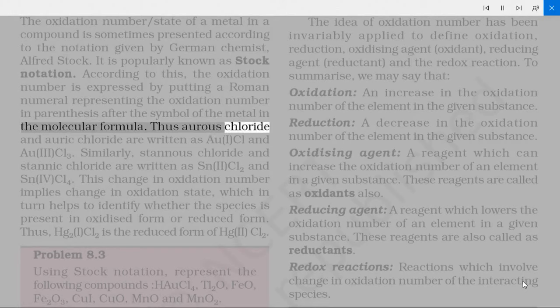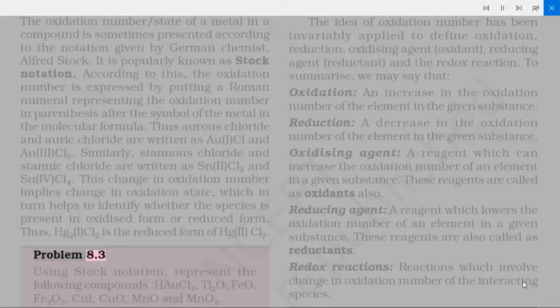Thus aurous chloride and auric chloride are written as Au(I)Cl and Au(III)Cl3. Similarly, stannous chloride and stannic chloride are written as Sn(II)Cl2 and Sn(IV)Cl4. This change in oxidation number implies change in oxidation state, which in turn helps to identify whether the species is present in oxidized form or reduced form. Thus, Hg2(I)Cl2 is the reduced form of Hg(II)Cl2.